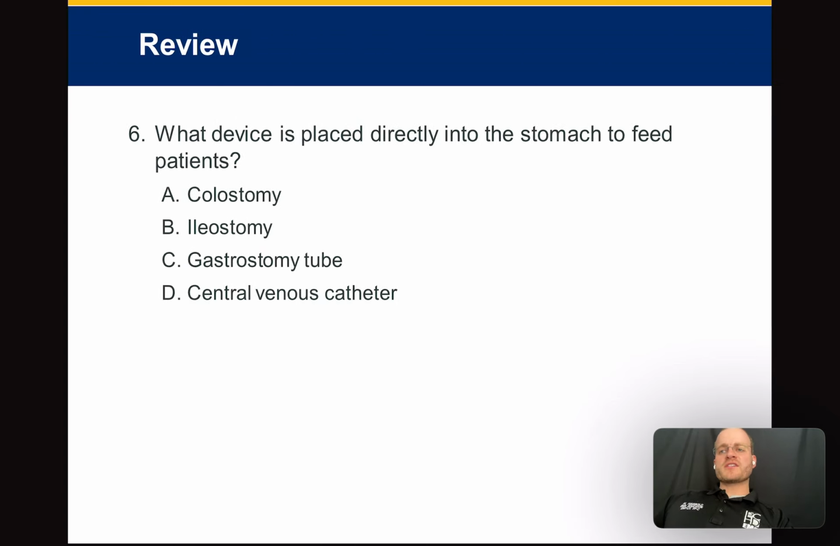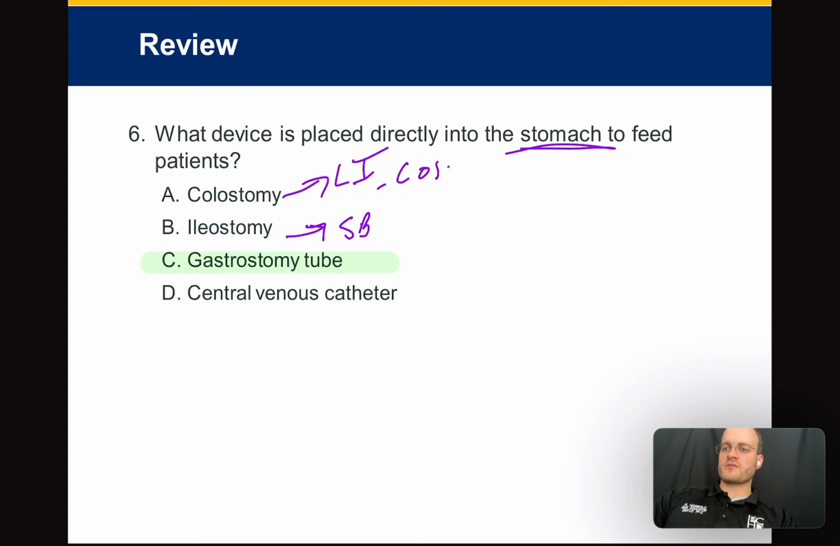But anyways, what device is placed directly into the stomach to feed patients? Okay, the stomach, right? The keyword here being the stomach. It's going to be a gastrostomy tube. The ileostomy tube, where does that go? To the small bowel. Where does this go? To the large intestine or the colon, right? Same thing. That means the same thing. So, yeah. Central venous catheter, right? That goes to the heart.